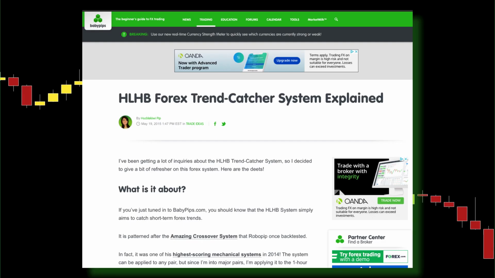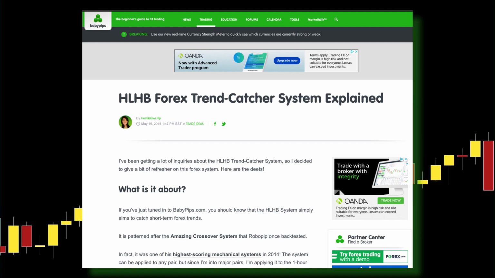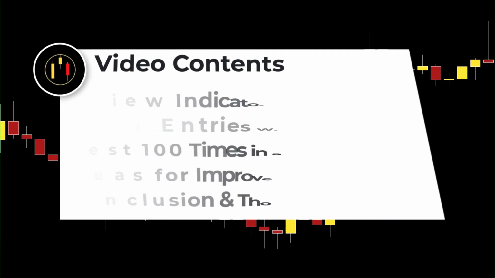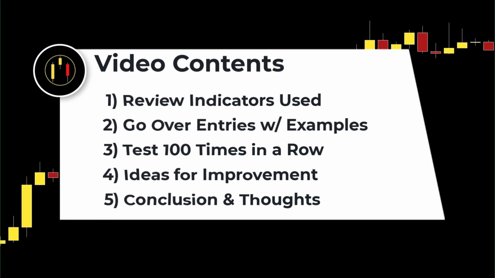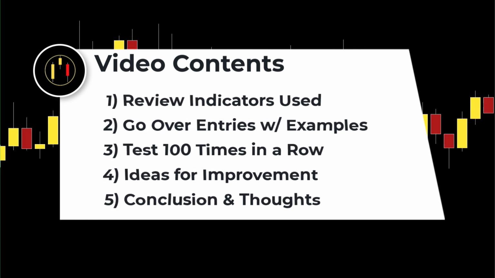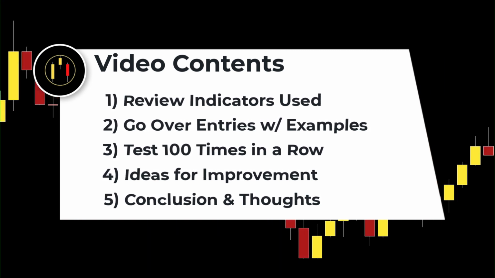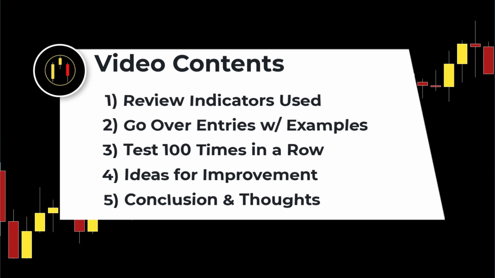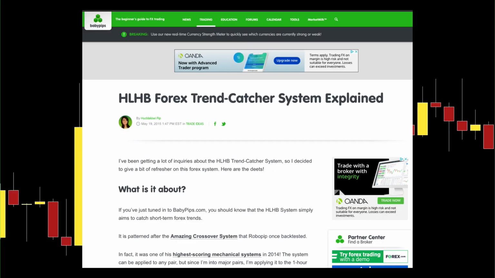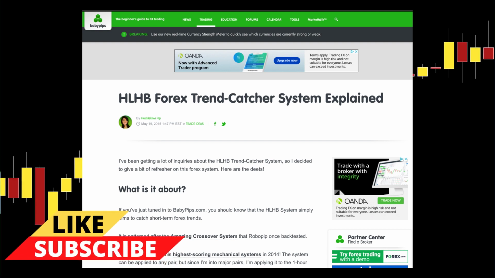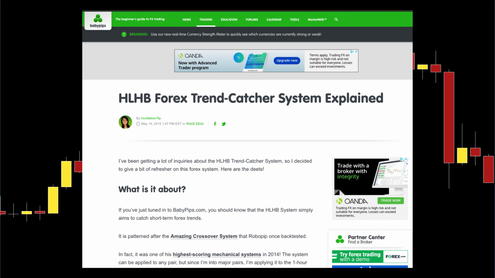In this installment of Trader's Landing, I am quickly going to explain the HLHB trend catcher system from Baby Pips, including the indicators used and entry criteria with examples. Then I'm going to test it 100 times in a row at 100 times speed, followed by an analysis of the test data, a review of the equity curve, some brief ideas for improvement, and conclude with my thoughts on this strategy. I found this system on Baby Pips, and you can find the link to the thread there, along with the system specifics on how I tested it in the video description below.